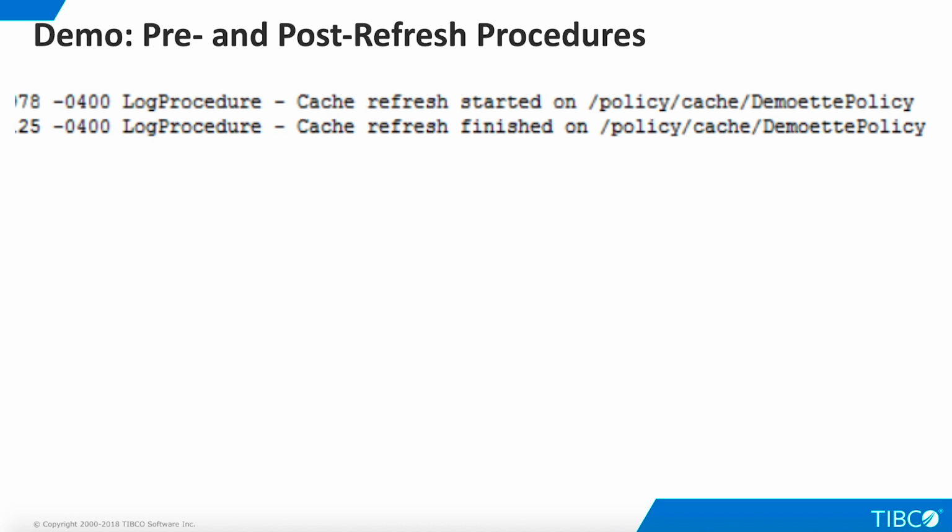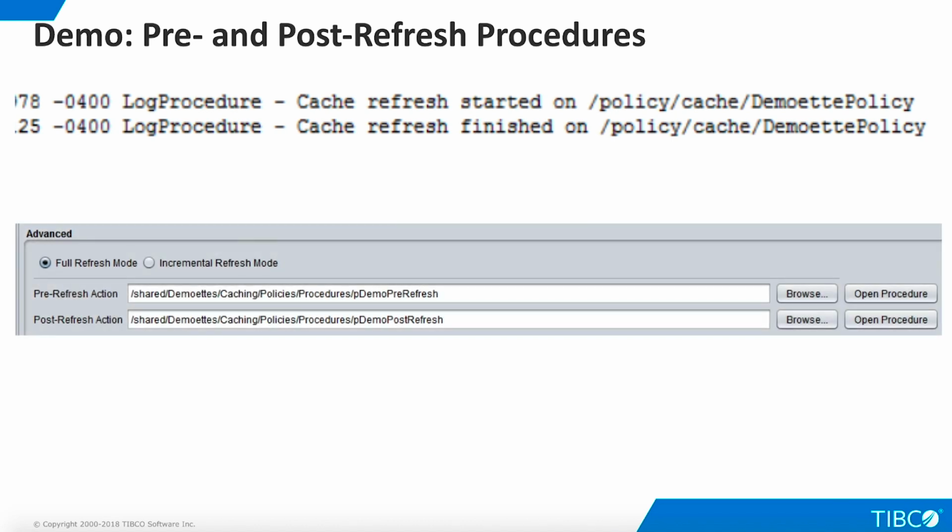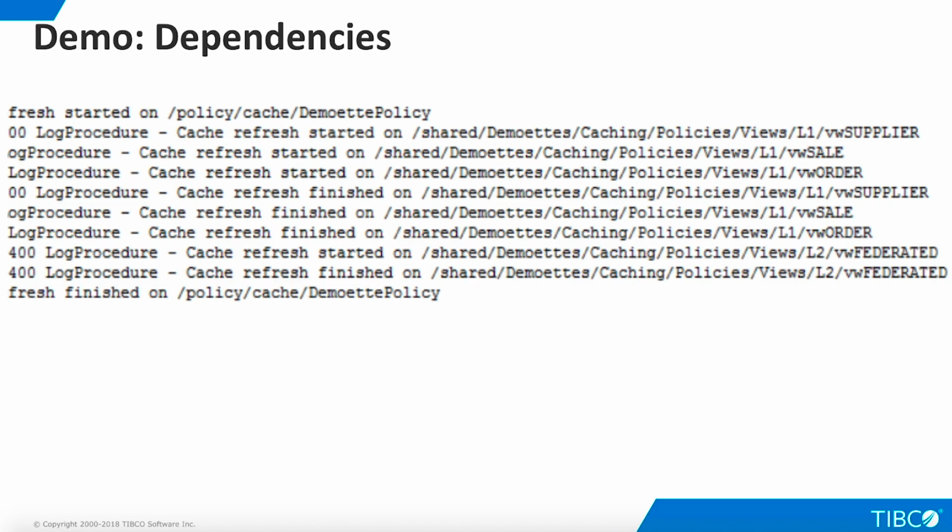We can learn more, though, by adding these procedures to each view in the policy. Go to each of the 4 views in our policy and add the procedures there as well. Now the log will help us understand how cache policies deal with dependencies among caches.